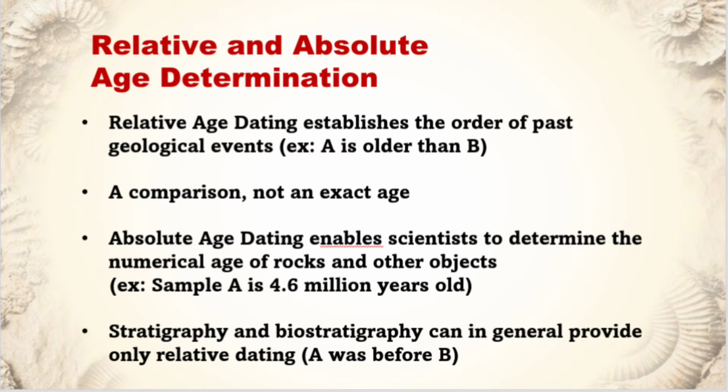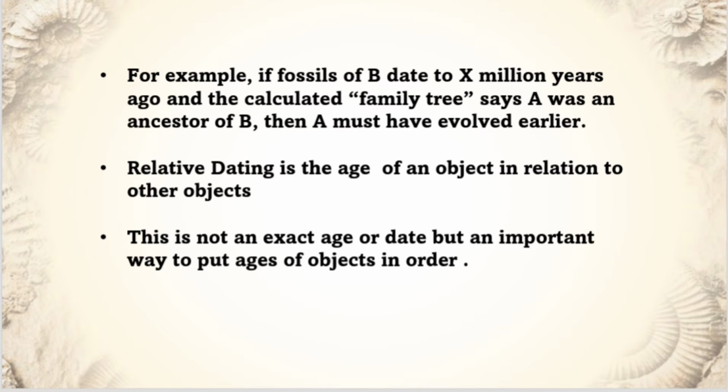Stratigraphy and biostratigraphy can in general provide only relative dating, that is, A was before or after B. For example, if a fossil B dates X million years ago and a calculated family tree says A was an ancestor of B, then A must have evolved earlier than B. Relative dating is the age of an object in relation to other objects. This is not an exact age or date, but an important way to put the ages of objects in order.